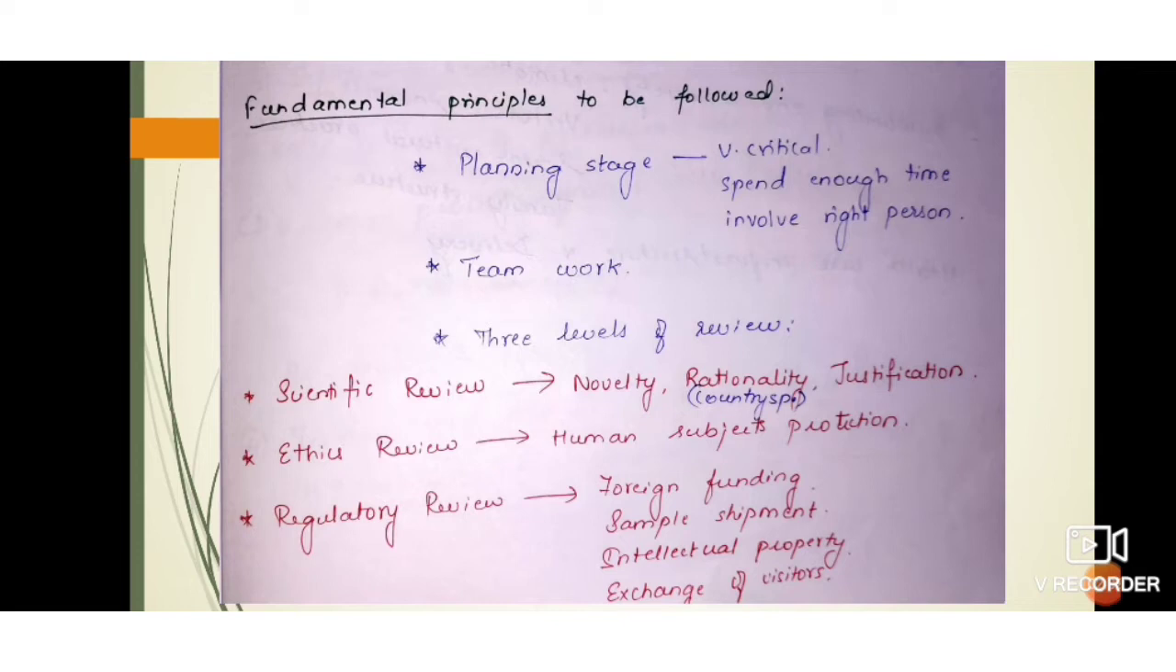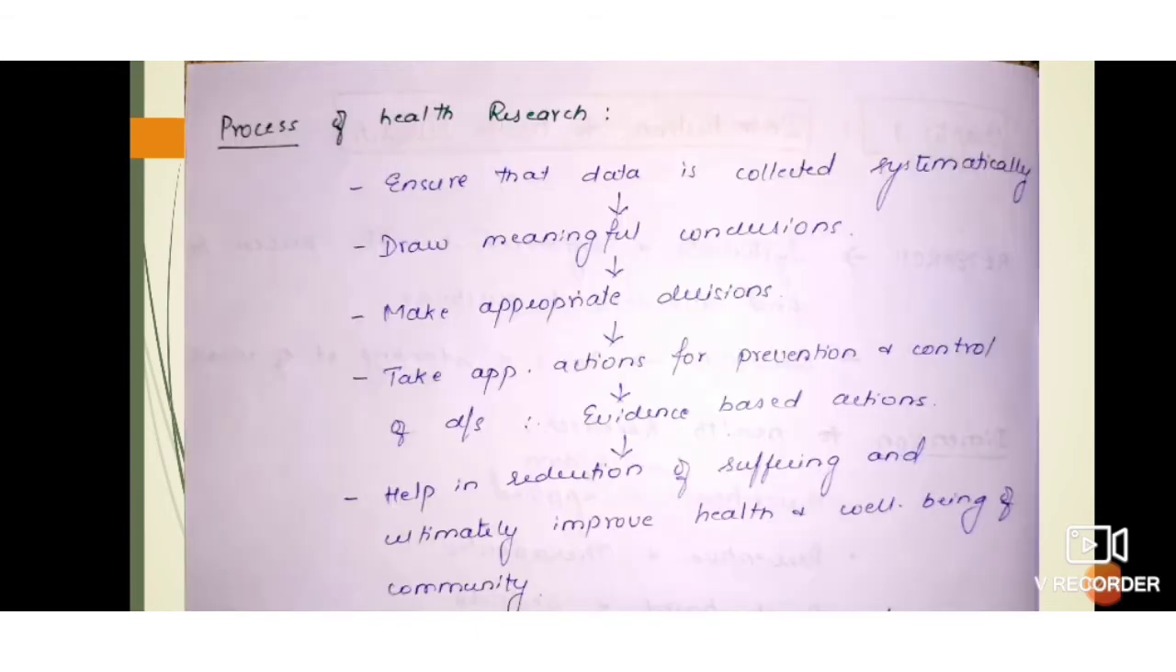Then comes the ethics review. It is purely based upon the human subjects protection, because any of the studies should not keep any human subjects in danger. And regulatory review, that is regarding the foreign funding or some sample shipments which we may be requiring to get from other places, and then the intellectual property or the intellectual input of the investigators and the exchange of visitors has to be looked upon in the regulatory review.